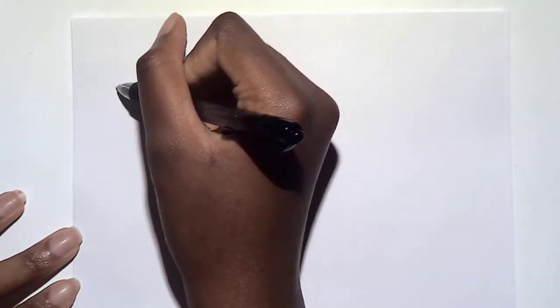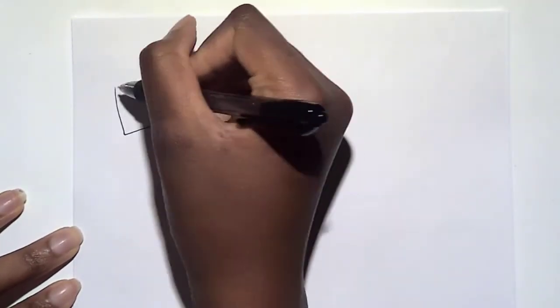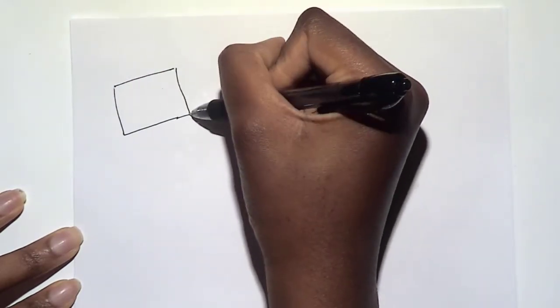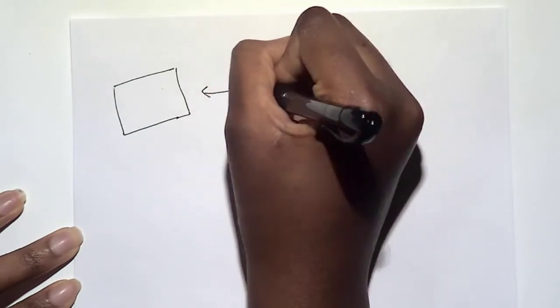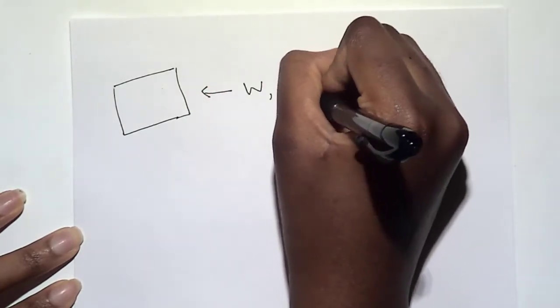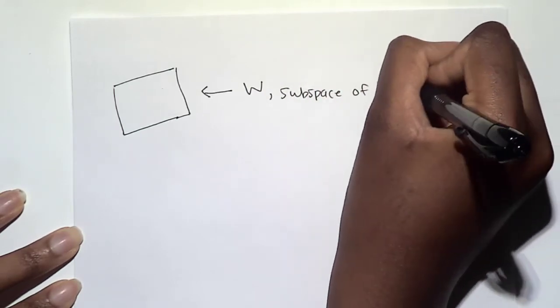All right, so next, let's talk about what happens if we have a subspace. I'm going to try to just draw one as a plane here, like the span of two vectors, maybe. I'm going to call this W, and this is a subspace of Rn.